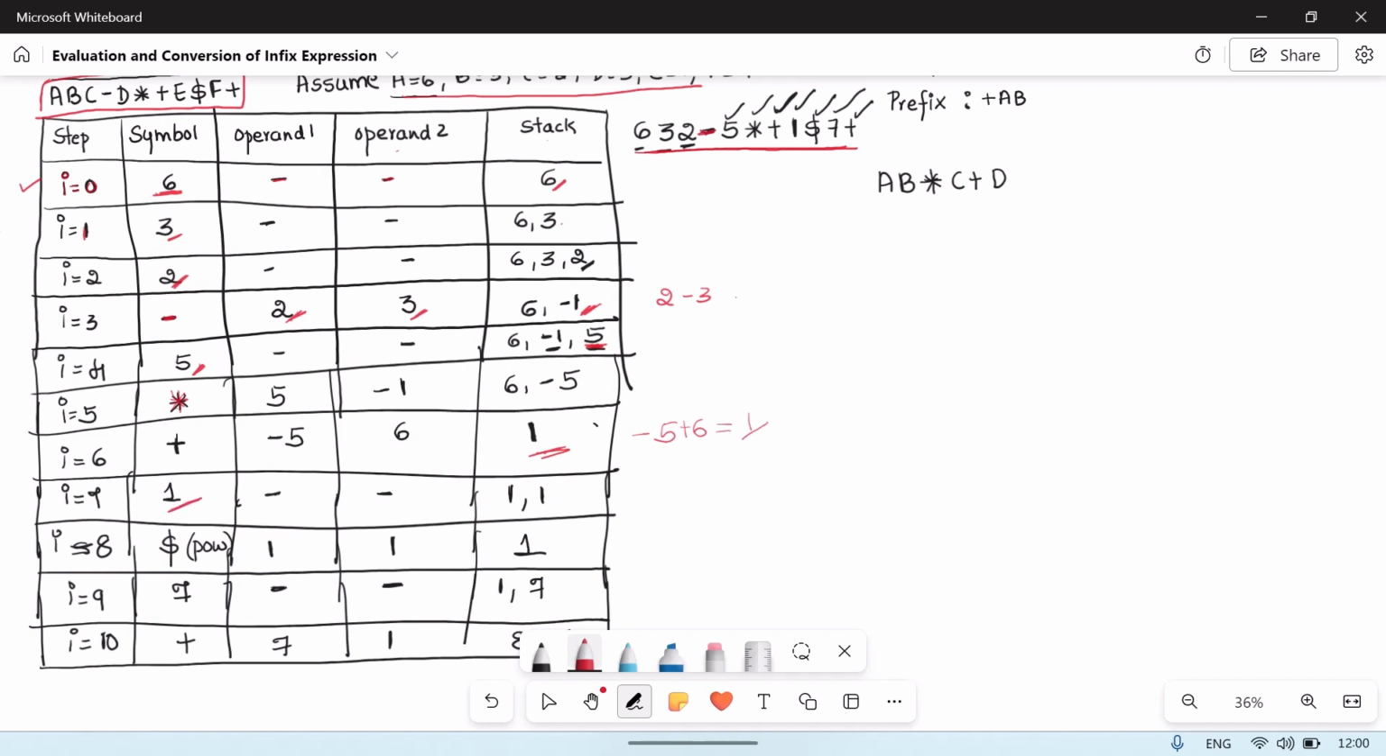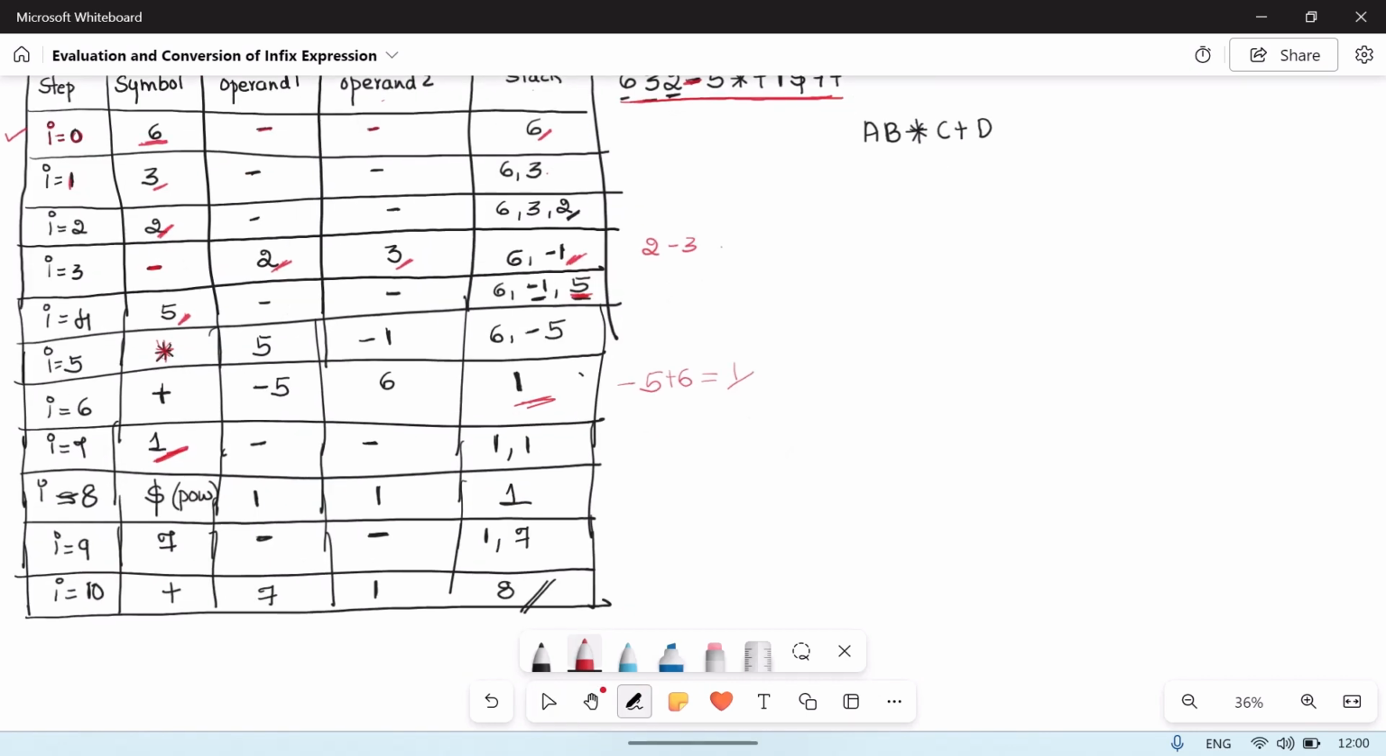Then I is equal to 7. You have 1. So I have written those values. But when it comes to dollar, remember dollar by itself is not an arithmetic operator. So if you get dollar, you can assume it to be power operation. So it is 1 power 1, which is equal to 1 itself. So I've written 1 here. Then I is equal to 9. Value is 7. It's an operand, so push it onto the stack. Then you have plus. So do 7 plus 1, which is equal to 8.